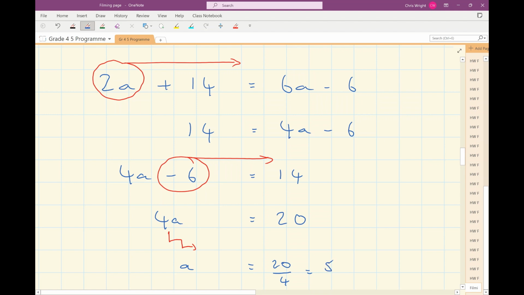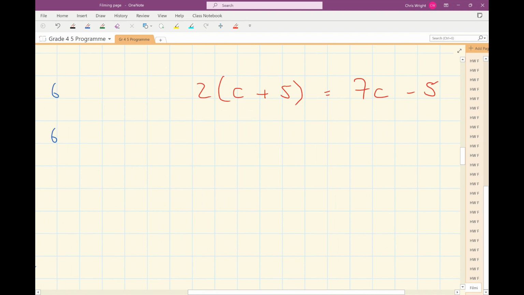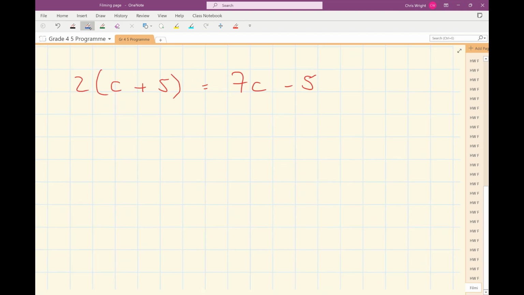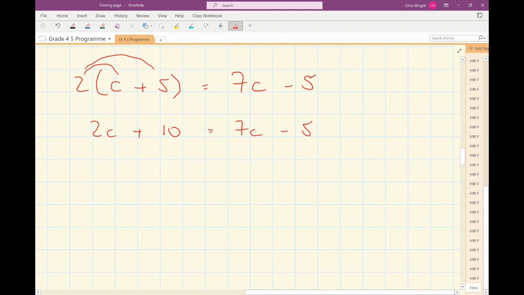Right, let's have a look at the second one. Let's start by multiplying out this bracket. 2 times c, 2 times the 5. 2c plus 10 equals 7c minus 5. Now, which side has the fewest c's? Well, this side has the fewest c's. So I'm going to float and ping those 2 c's. So I've got 10 equals 5c minus 5.